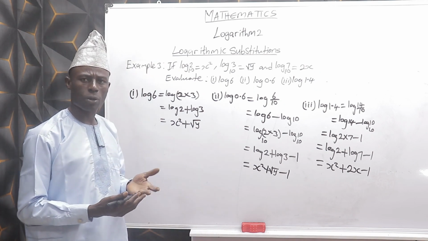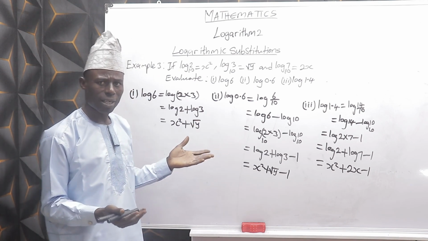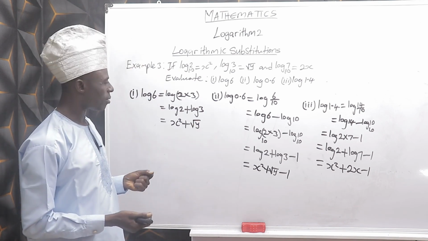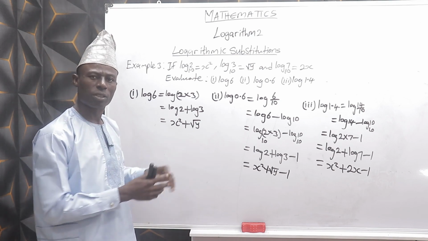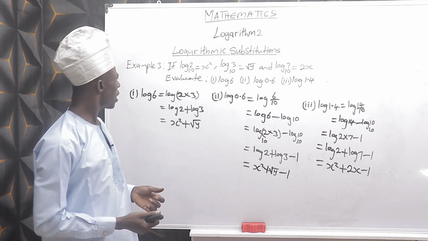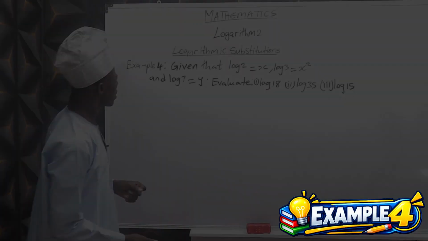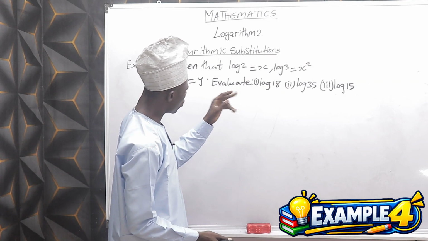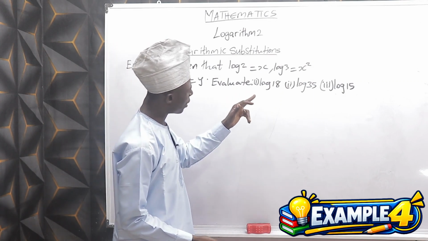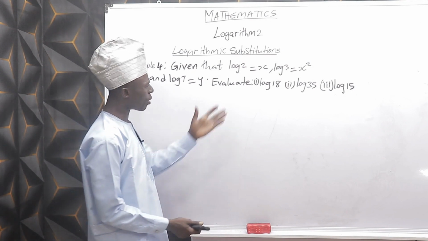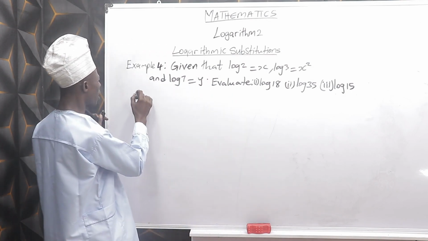I want to believe you are now familiar with things like this. Logarithmic substitution is very interesting, and there is not much more about it that you need to be exposed to. Let's move to the last example I have for you on it. Given that log 2 equals x, log 3 equals xk, and log 7 equals y, evaluate Roman figure 1.